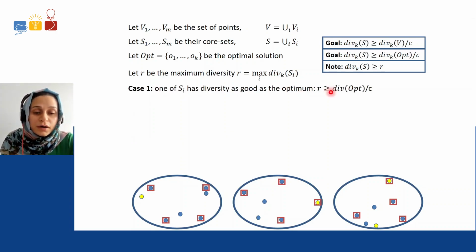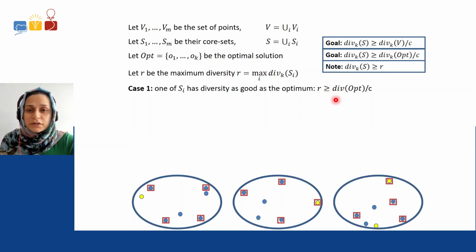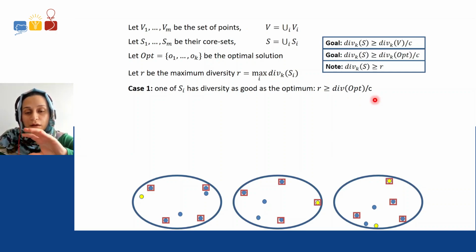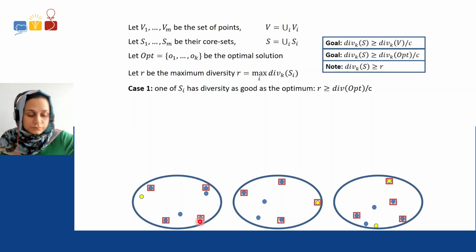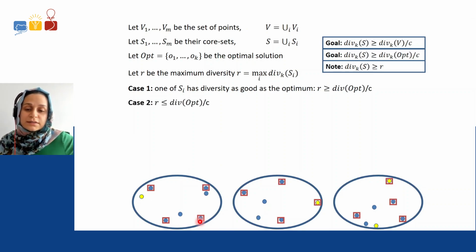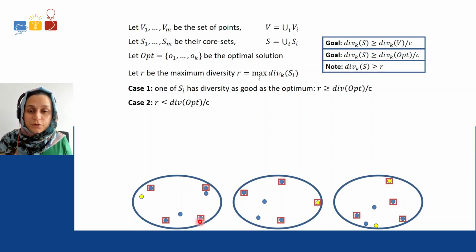So if R is larger than the diversity of the optimal solution over, let's say, some constant 5, then we know that one of these red solutions themselves is good enough. Okay, so if the minimum pairwise distance between these four red points is large with respect to the optimal solution, then we are all done. Okay, so the other case is that R is much smaller than the optimal solution. So R is, let's say, smaller than the optimal solution over 5.